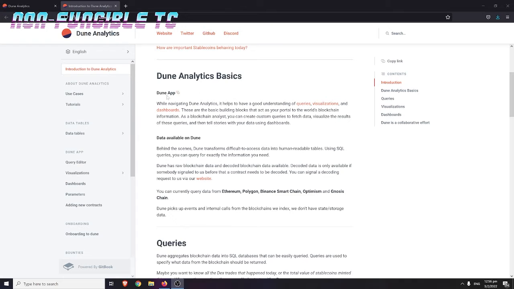Basically, Dune basics, okay? They have the Dune app, which is basically the website, and then you need an understanding of queries, visualizations, and dashboards, right? These are the basic building blocks, your portal to the world's blockchain information. As a blockchain analyst, you create custom queries to fetch data, visualize the results of these queries, and then tell stories with the data using dashboards. And you can query data in Ethereum, Polygon, Binance Smart Chain, Optimism, and Gnosis chain.